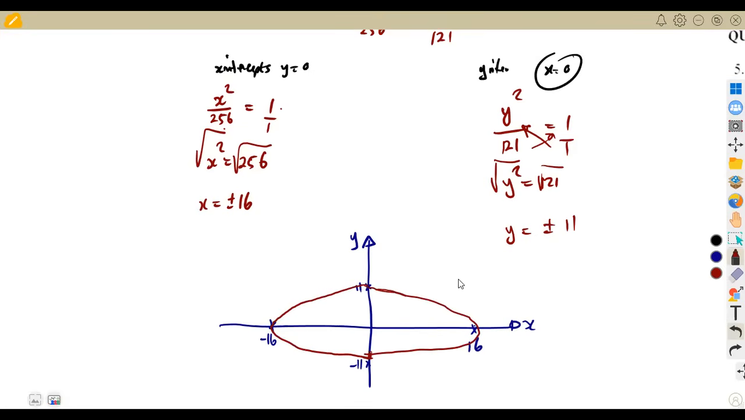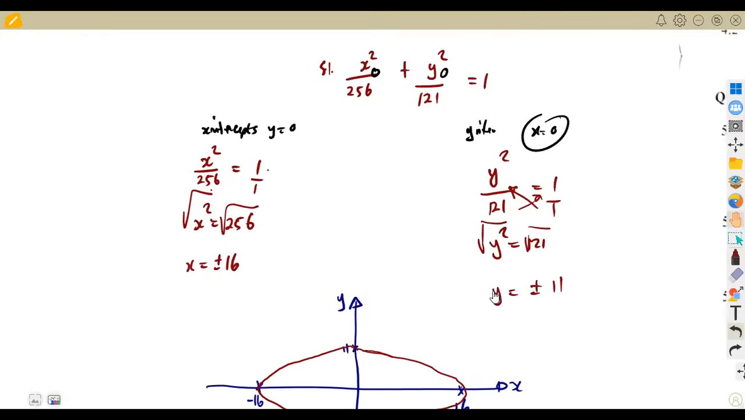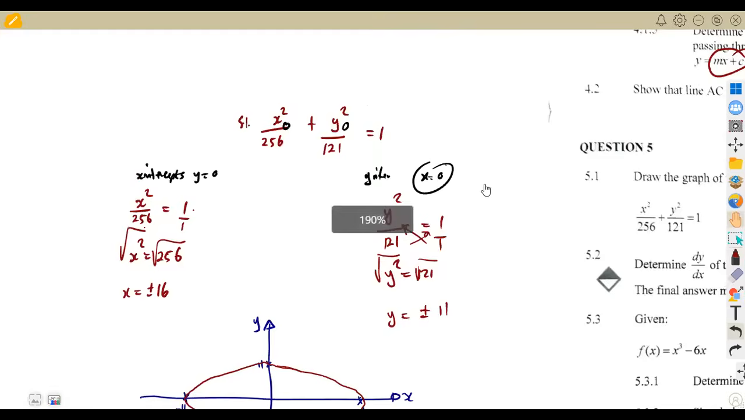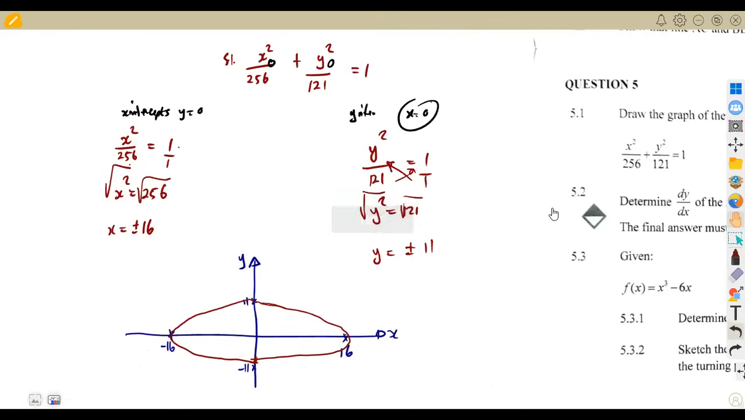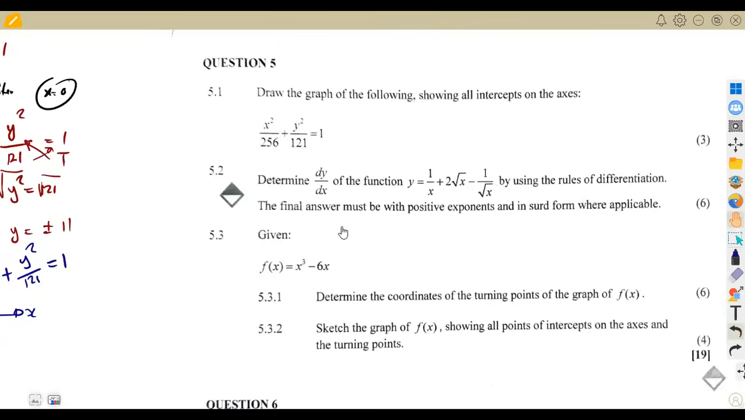All right, so just check also the graph there. You're going to see something of this nature. So that was going to be the sketch, something like that, right? So you're supposed to draw properly, but here I'm just giving you a sketch of what this was supposed to look like. That is going to be x squared over 256 plus y squared over 121 is equal to 1. Okay, so that was our graph there.